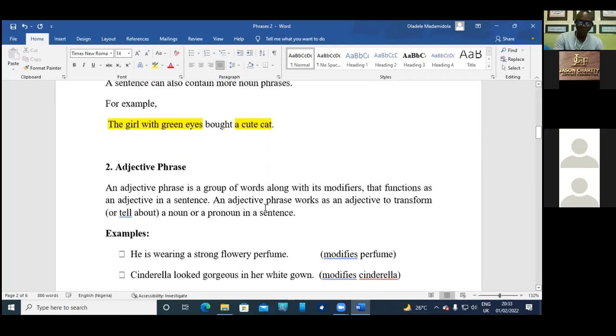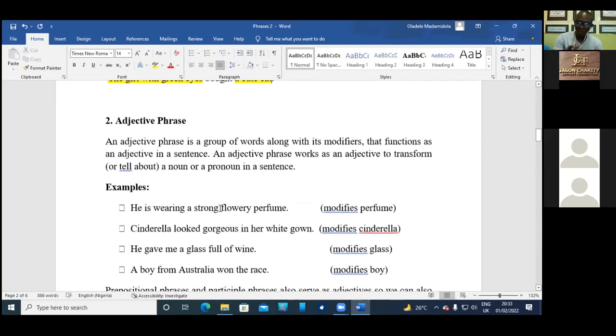Yes, sir. All right, let's quickly move on to adjectival phrase. Adjectival phrase. Can you read from there?